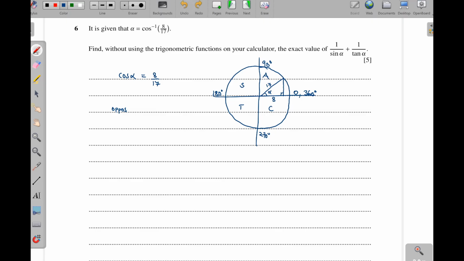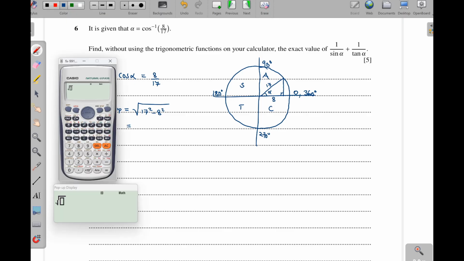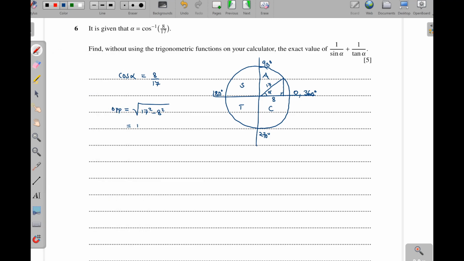Here, why do I have to write the whole thing? The opposite is going to be equal to, using Pythagoras theorem, 17 squared minus 8 squared. What does this give us? The square root of 17 squared minus 8 squared. That is 15. So we get 15. So this simply implies that sine of alpha, remember we are using what?